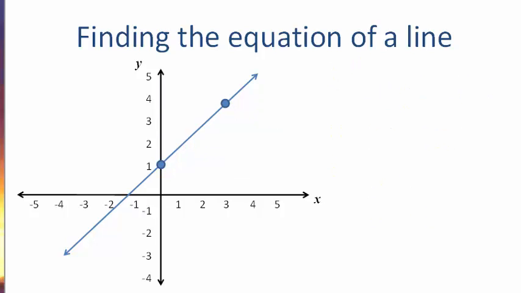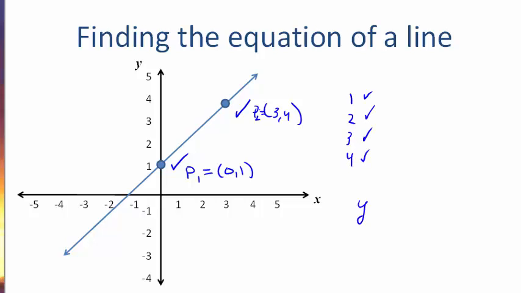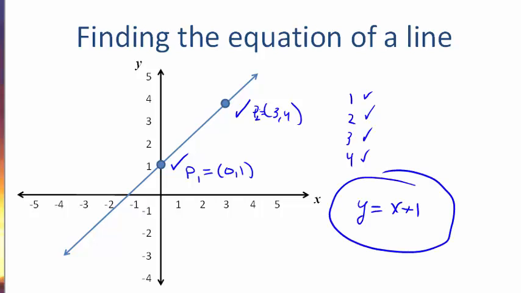And here's the same line again, where just my points are changed. So if I were to use the same process I just used before, where P1 was the point now 0, 1, and P2 was the same point as before, P2 was 3, 4, and I went through step 1, 2, 3, and 4, of course I would end up with the same equation again, y equals x plus 1. No matter which points you use, you end up with the same equation.